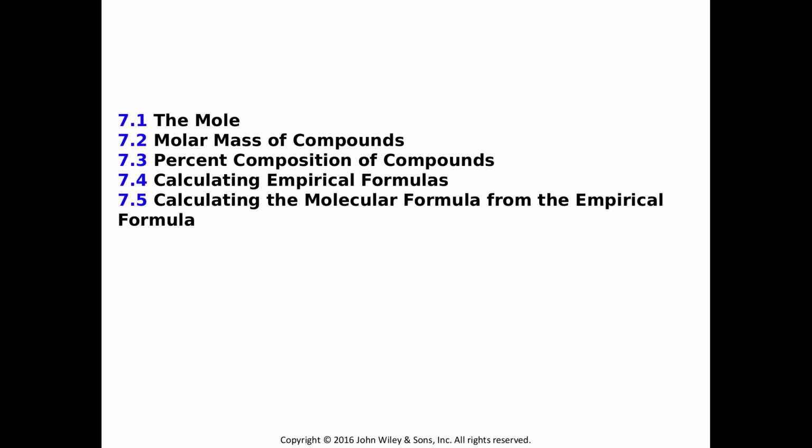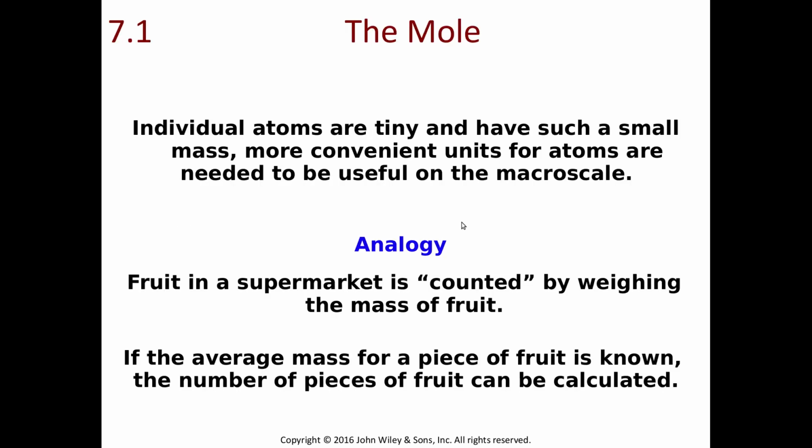This is an outline of the chapter. These are various topics that we're going to go over and different types of problems that we're going to learn how to solve. We're going to learn about this concept of moles, which is a very important concept in chemistry, and how to use that concept to calculate the molar mass of compounds. Then we're going to use those two topics in combination to figure out chemical formulas and how to work with those. So let's get started.